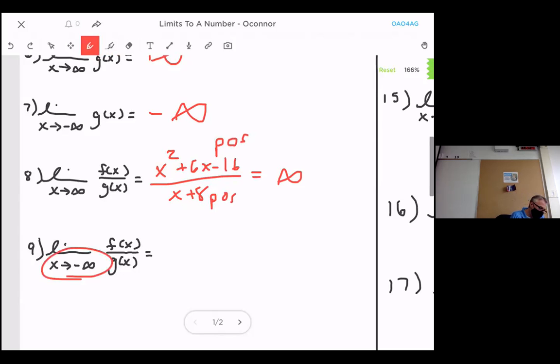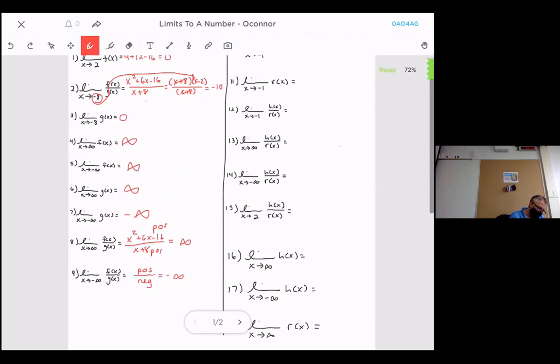Now, if I plug in negative 1 billion, well, negative 1 billion squared, a negative times negative still will be positive on top, but on the bottom, negative a billion plus 8 will be negative on the bottom. So that is going to go to negative infinity.